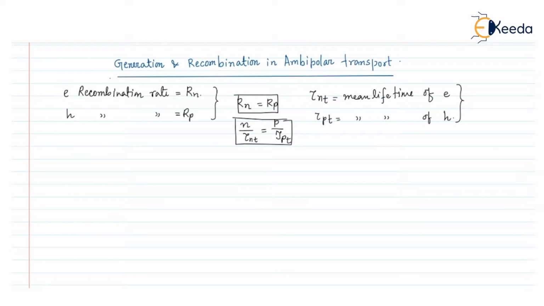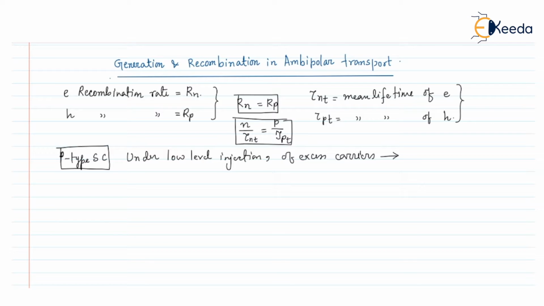Now, let us take a p-type semiconductor. In this p-type semiconductor, under low level injection of excess carriers, we have seen what we mean by low level injection. Low level injection means that the excess electron concentration in the p-type semiconductor, that is delta n, will be very much less than the majority carrier concentration p0, that is the hole concentration in the p-type. This means the low level injection.